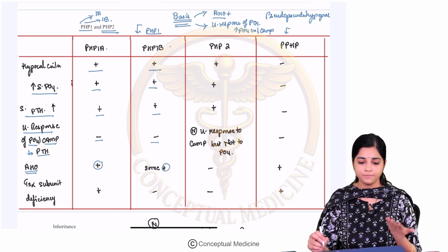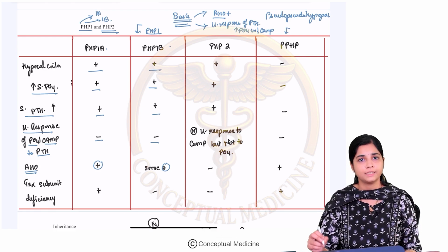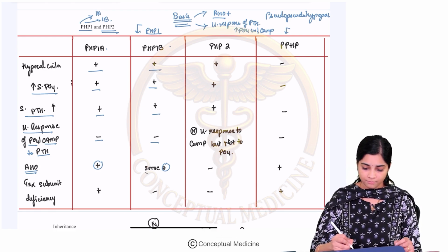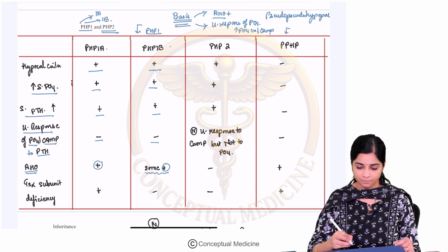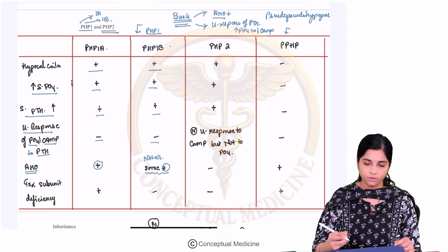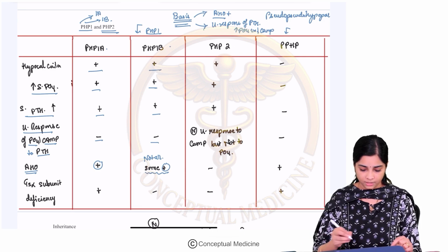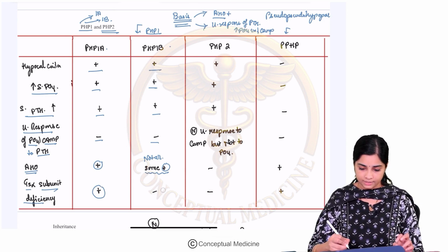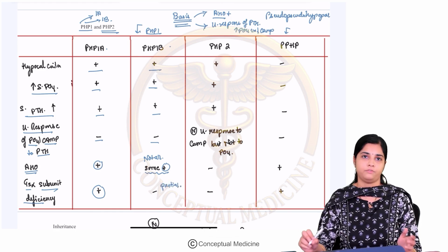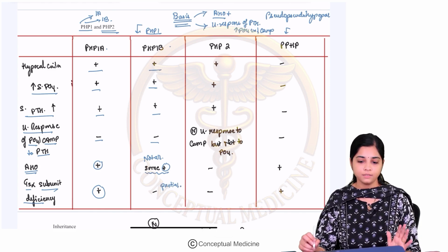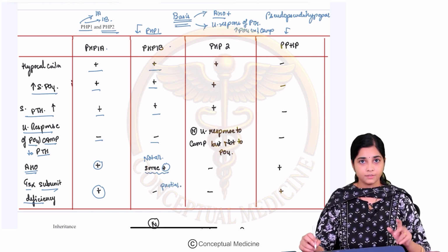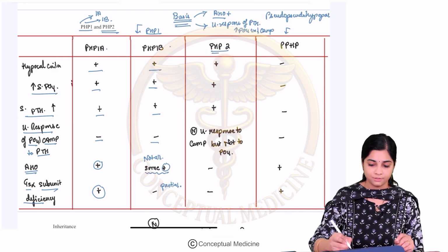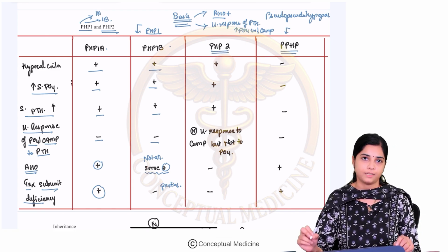Then what is the difference between your pseudo-hypoparathyroidism type 1A and type 1B? So, some features of AHO will be there in your type 1B, not all features of AHO. Okay. So, is there a Gs alpha subunit deficiency? Yes, it is completely deficient in your type 1A. There is partial deficiency in your type 1B, or even sometimes there may be no deficiency. Okay, this is the basic difference. Okay, fine. Now we will be looking at pseudo-hypoparathyroidism type 2 and pseudo-hypopara.